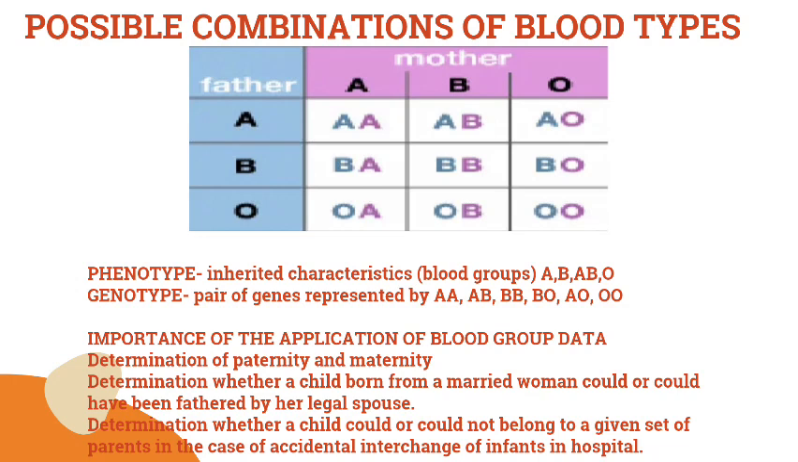Importance of identification of blood group data: determination of paternity and maternity. Determination of whether a child born to a married woman could have been fathered by the legal spouse. Determination of whether a child could or could not belong to a given set of parents in the case of accidental interchange of infants in hospitals.